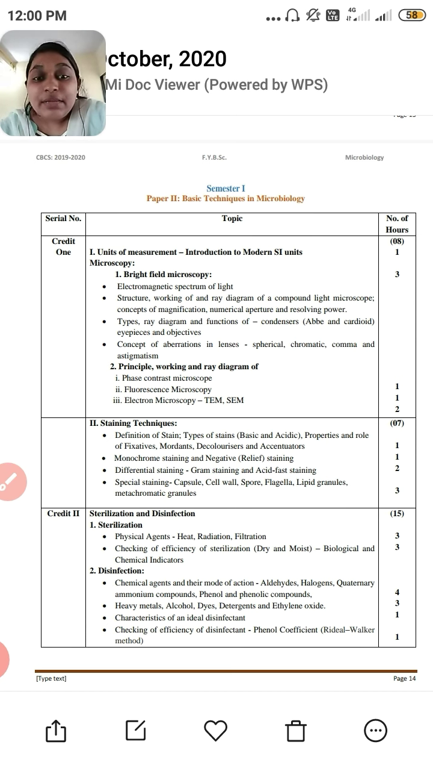So different chemical agents like aldehydes, halogens, then quaternary ammonium compounds, phenol and phenolic compounds, we will study them. After that heavy metals, alcohols, dyes, detergents, ethylene oxide, these are all the agents which we can use for disinfection.